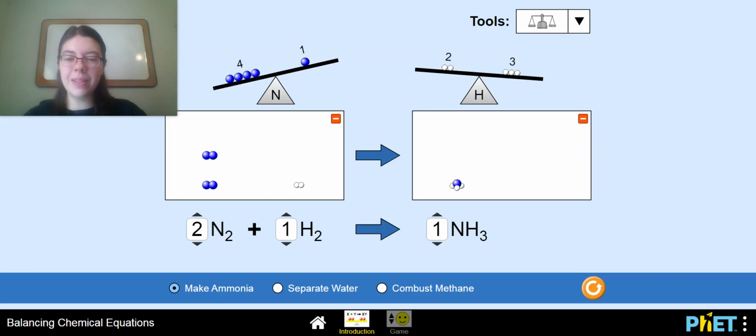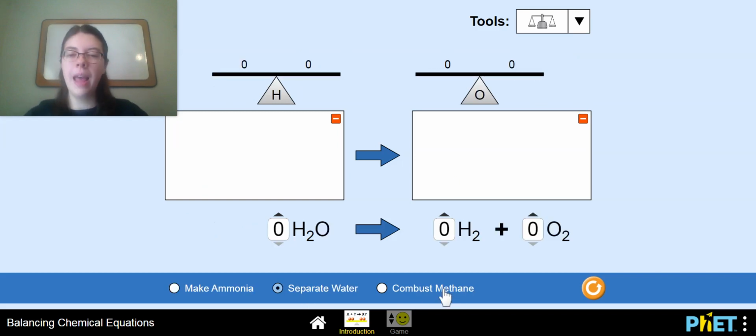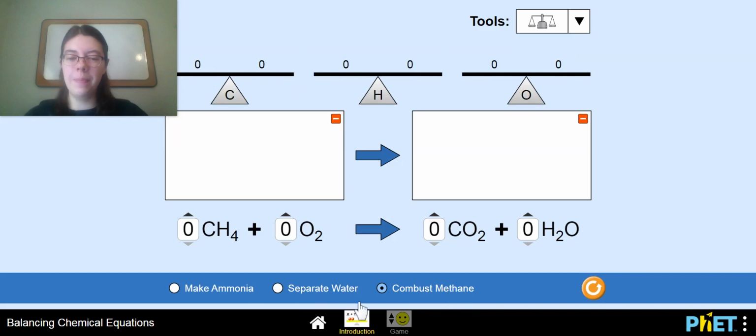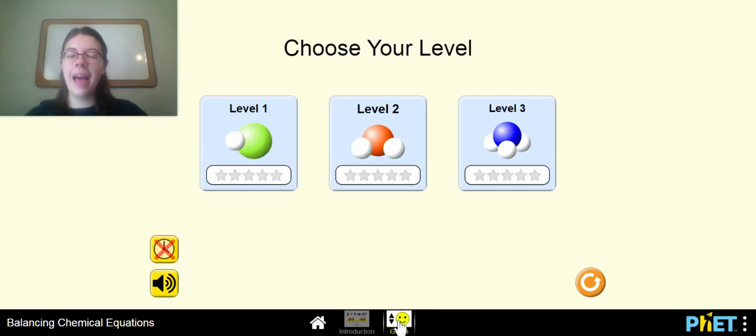As you work through this process, you're going to click on the different molecules. So you're going to do the separation of water and then the combustion of methane. And then, like I said, if you do get done early, you want to do a little more practice with this concept, which I highly recommend, go ahead and click on the games option down below. There's 3 different levels you can work through. So if you have any questions, please let me know. Otherwise, you can go ahead and get started.